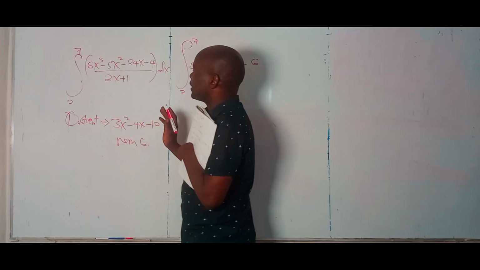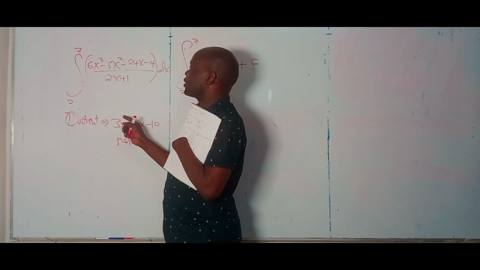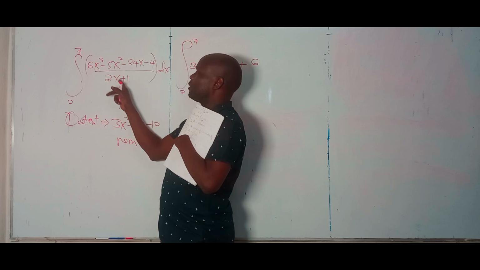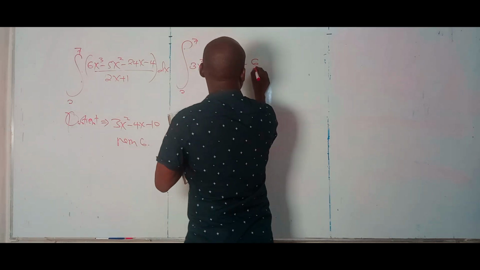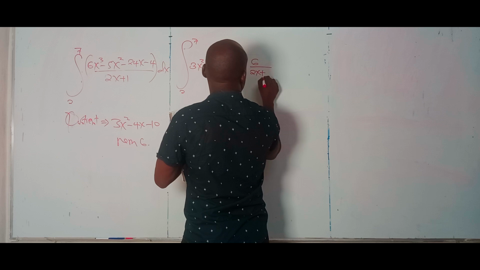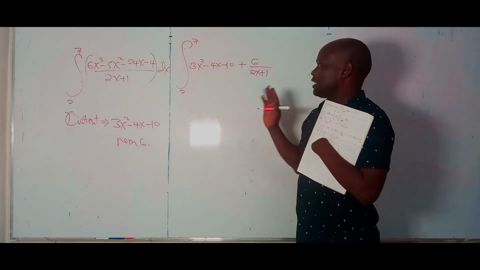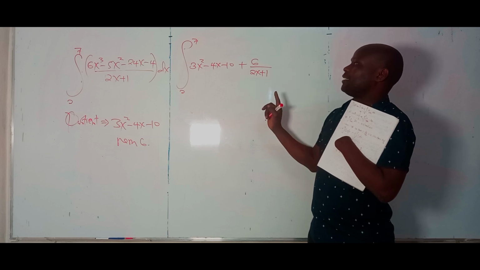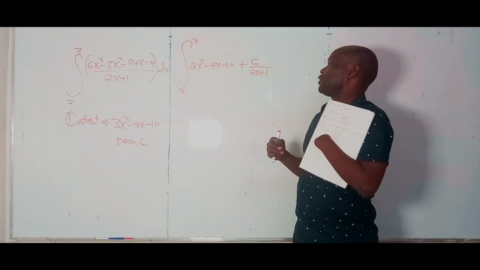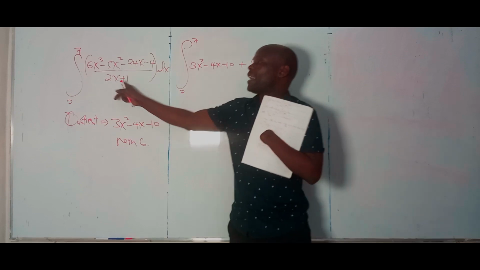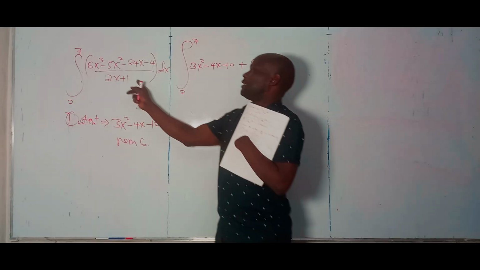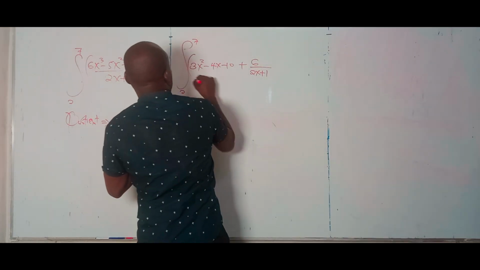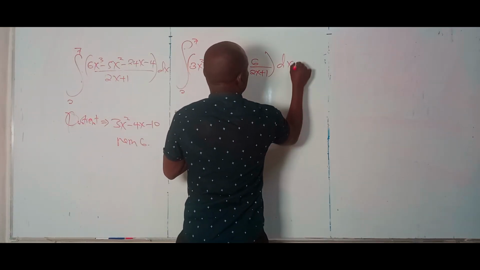Realize that the quotient is this divided by this, but there was a remainder of 6. That remainder we divide by the divisor, which is 2x plus 1. You have to sit and understand why we add 6 over this. It was a remainder, so we still need to divide it by the divisor because it escaped the division. So here we have it, dx.